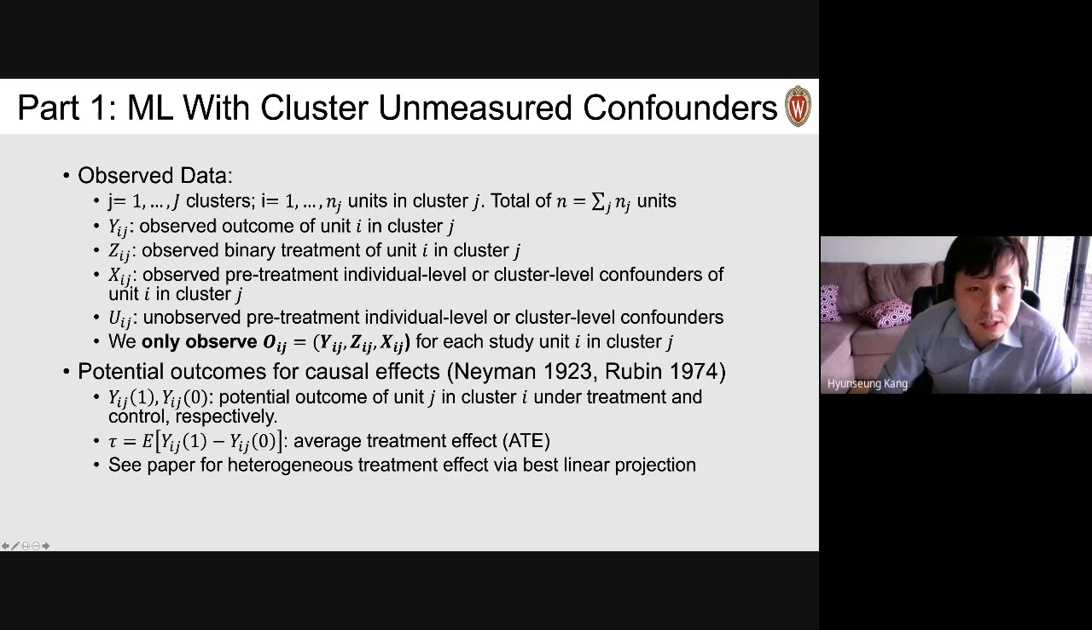Yij is the observed outcome of unit i in cluster j. Z represents the binary treatment of unit i in cluster j. And xij is the observed pretreatment individual level or cluster level confounders for unit i in cluster j. We're also going to assume that there is an unmeasured pretreatment individual level or cluster level confounder, but we only get to observe the first three: the outcome, the treatment, and the observed pretreatment confounders for every study unit i in cluster j.